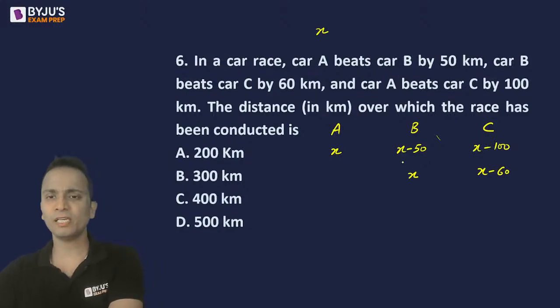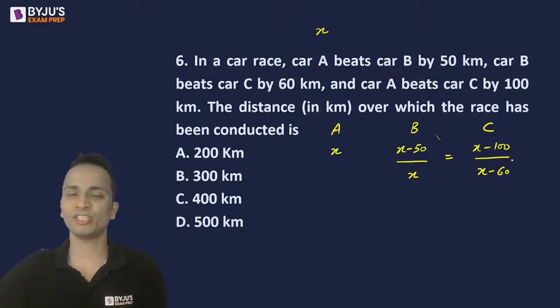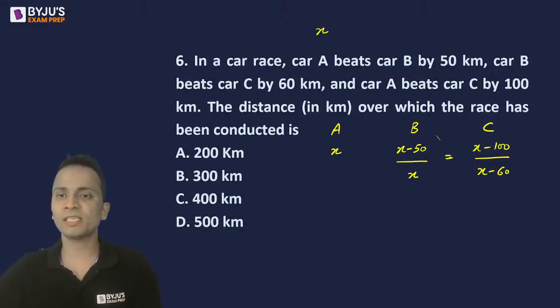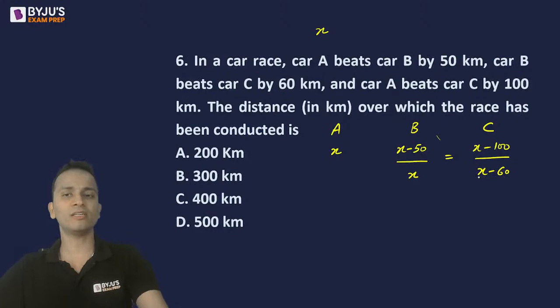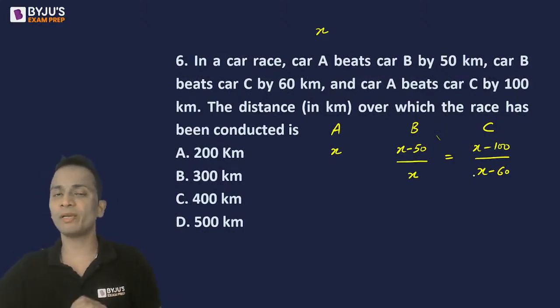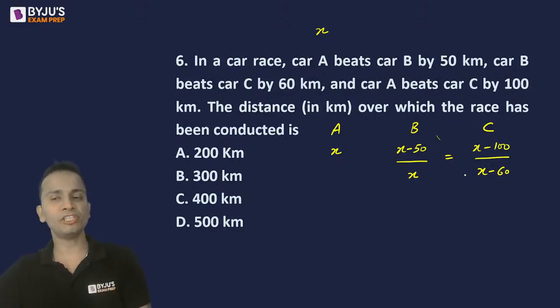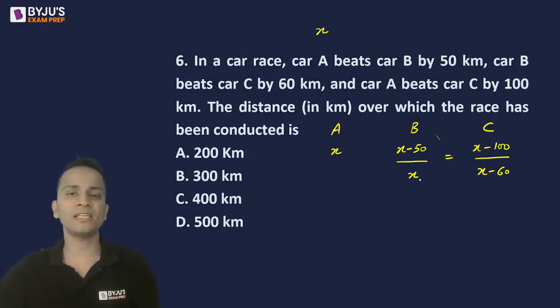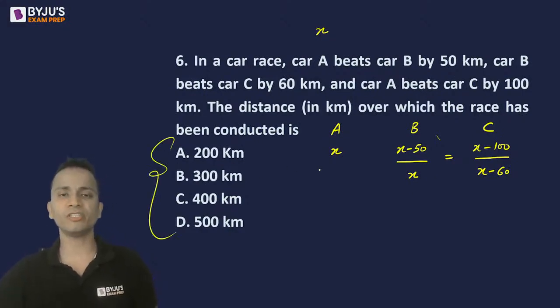Now the simple way is to equate the ratio of the distances traveled by B and C. That will be the ratio of the speeds. So (x minus 50) upon x equals (x minus 100) upon (x minus 60). You can get the value of x by cross multiplying. You might think it forms a quadratic, but actually it will be a linear equation. So it is beneficial to do cross multiplication and get the value of x. It will be very easy. Otherwise, you can use the options, substitute them, and see which option satisfies.